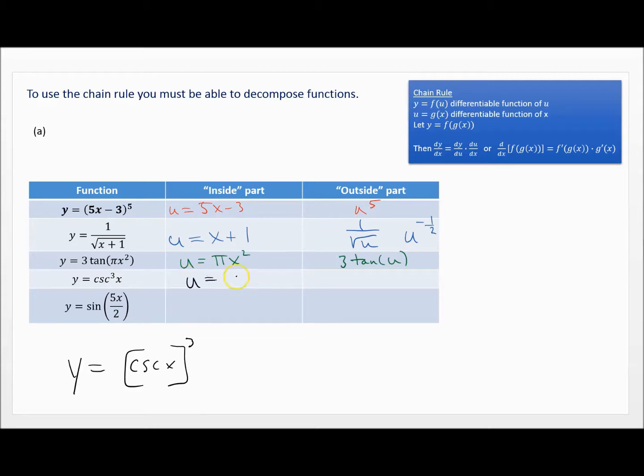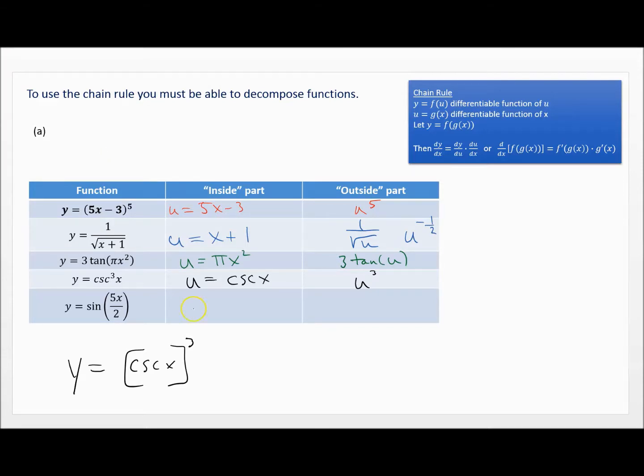Your inside is u is equal to cosecant of x. Your outside is this u to the third business. And you do know how to take the derivative of each of those. Remember, the derivative of the co-function is negative. So it's going to be negative cosecant of x, cotangent of x. Okay? And we know how to take the derivative of u to the third. It's power rule.